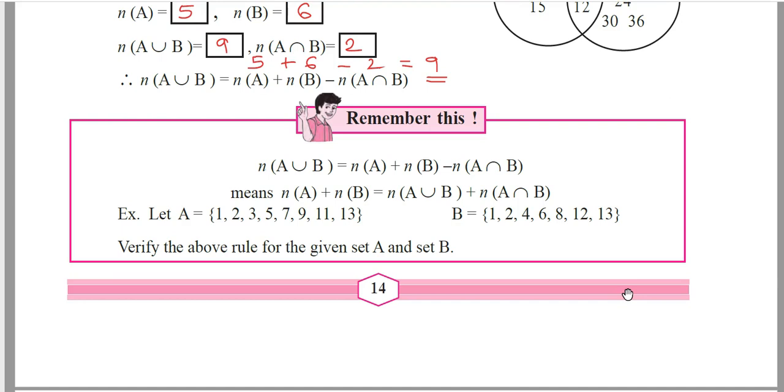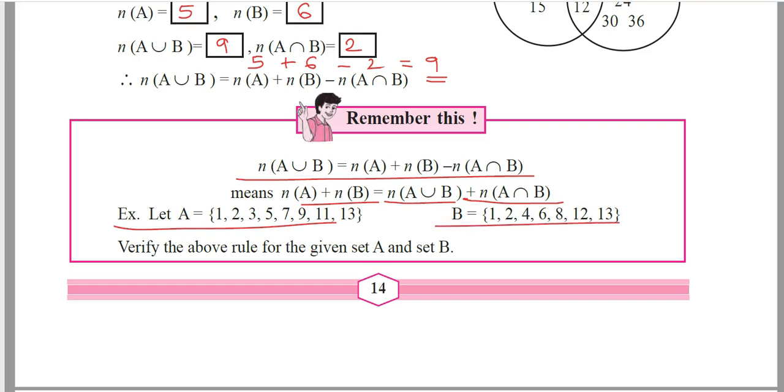Remember this, n of A union B is equal to n of A plus n of B minus n of A intersection B. Means n of A plus n of B is equal to n of A union B plus n of A intersection B. Now verify using this example. A is equal to 1, 2, 3, 5, 7, 9, 11, 13 and B is equal to 1, 2, 4, 6, 8, 12 and 13. We can verify this.